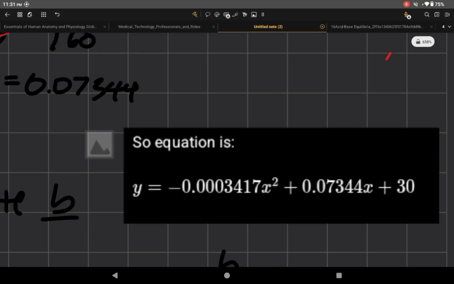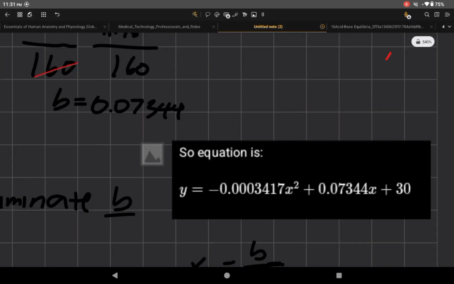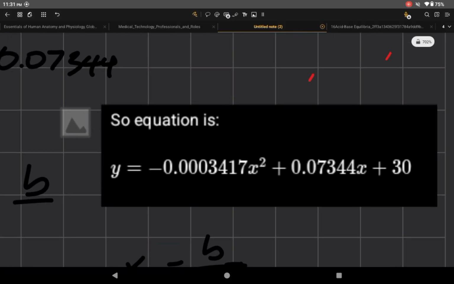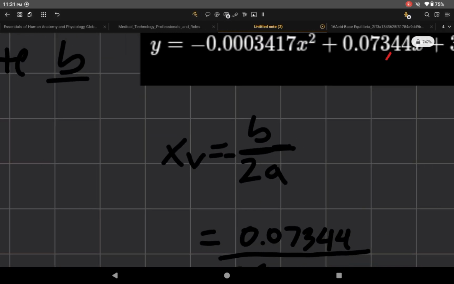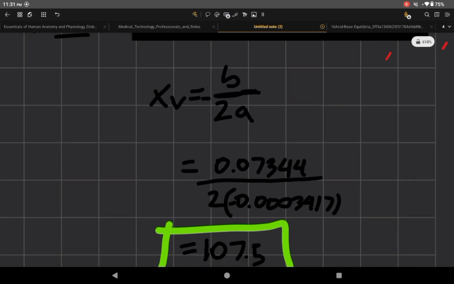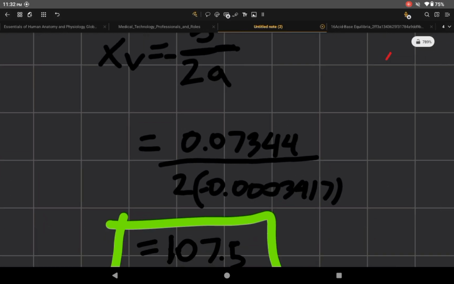So since atong formula is y is equals to ax squared plus bx plus 30, we have the value of a and b. So the equation is y is equals to negative 0.003417x squared plus 0.07344x plus 30. Now, next na tayo is ang vertex sa parabola. So, xv is equals to negative b over 2a. That's the formula. Substitute lang nato ang ilang values.